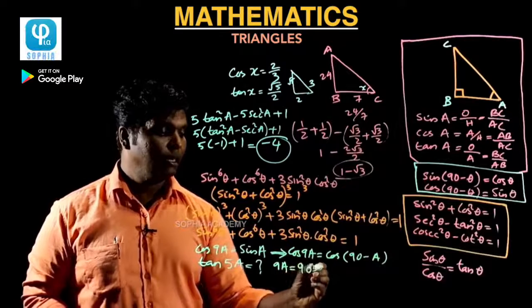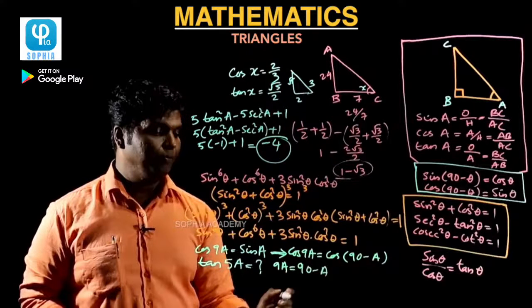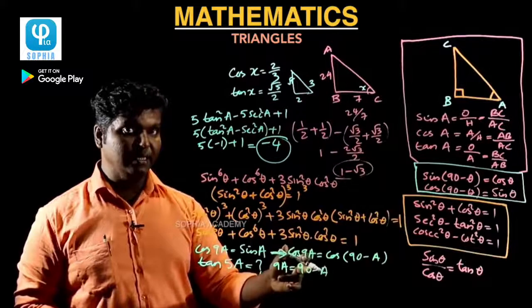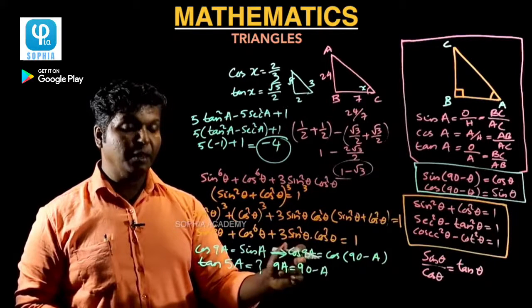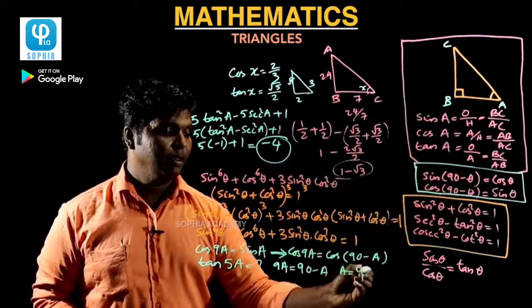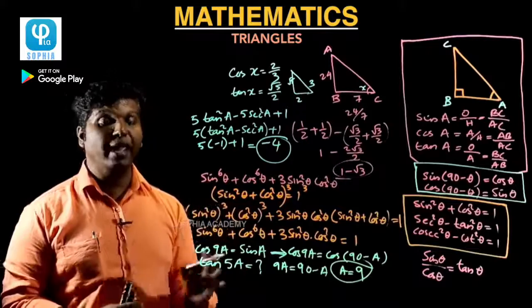9a is equal to 90 minus a. If you are bringing this a to this side, it will become 9a plus a is equal to 90. 9a plus a is 10a. 10a is equal to 90. That means a is equal to 9. Right? You got the value a is equal to 9.